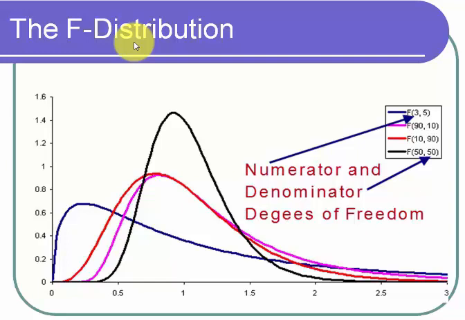So if you remember, the t distribution and the chi-squared distribution had a different distribution for each degrees of freedom. The F distribution is similar, but there are two types of degrees of freedom for the F distribution. There's the numerator degrees of freedom and the denominator degrees of freedom. So for each pair of degrees of freedom, we get a different curve. And these are the curves that are shown for 4 different pairs of degrees of freedom.